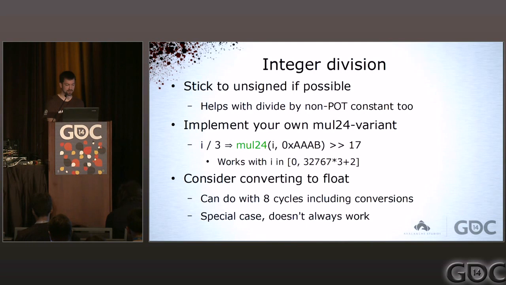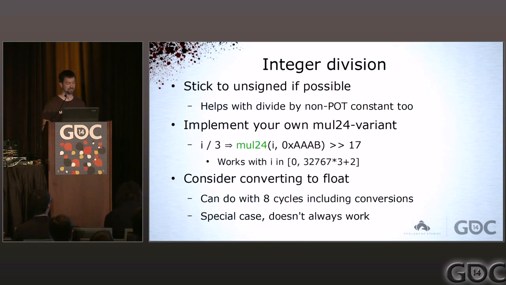And you should always stick to unsigned if possible, because it's usually faster. Even in this, if you have this divide by constant value, it actually helps to reduce the number of instructions the compiler has to emit to handle the sign. And if you know that your input is restricted in some way, the range is low, you can actually implement your own 24-bit version of this to get a bit of a speed advantage there.